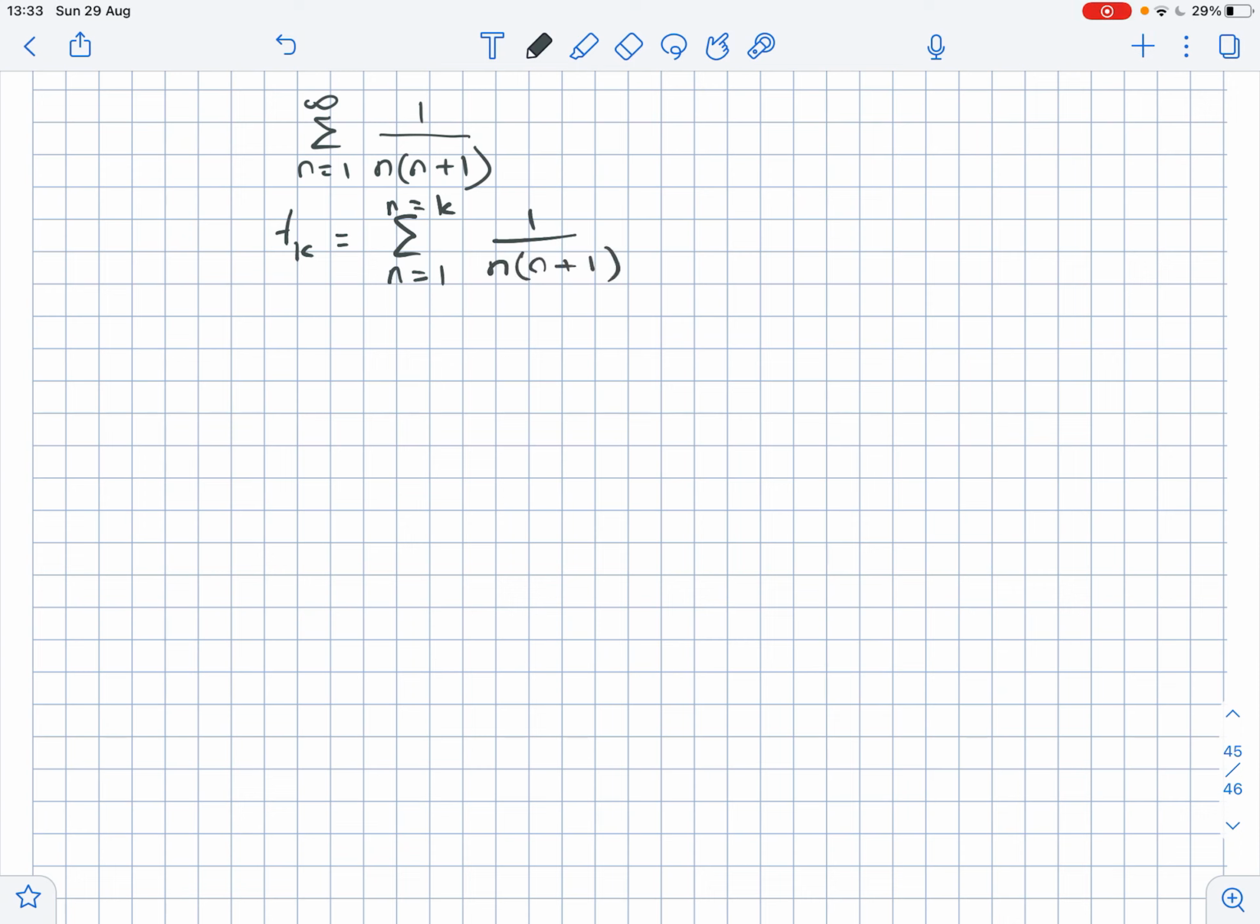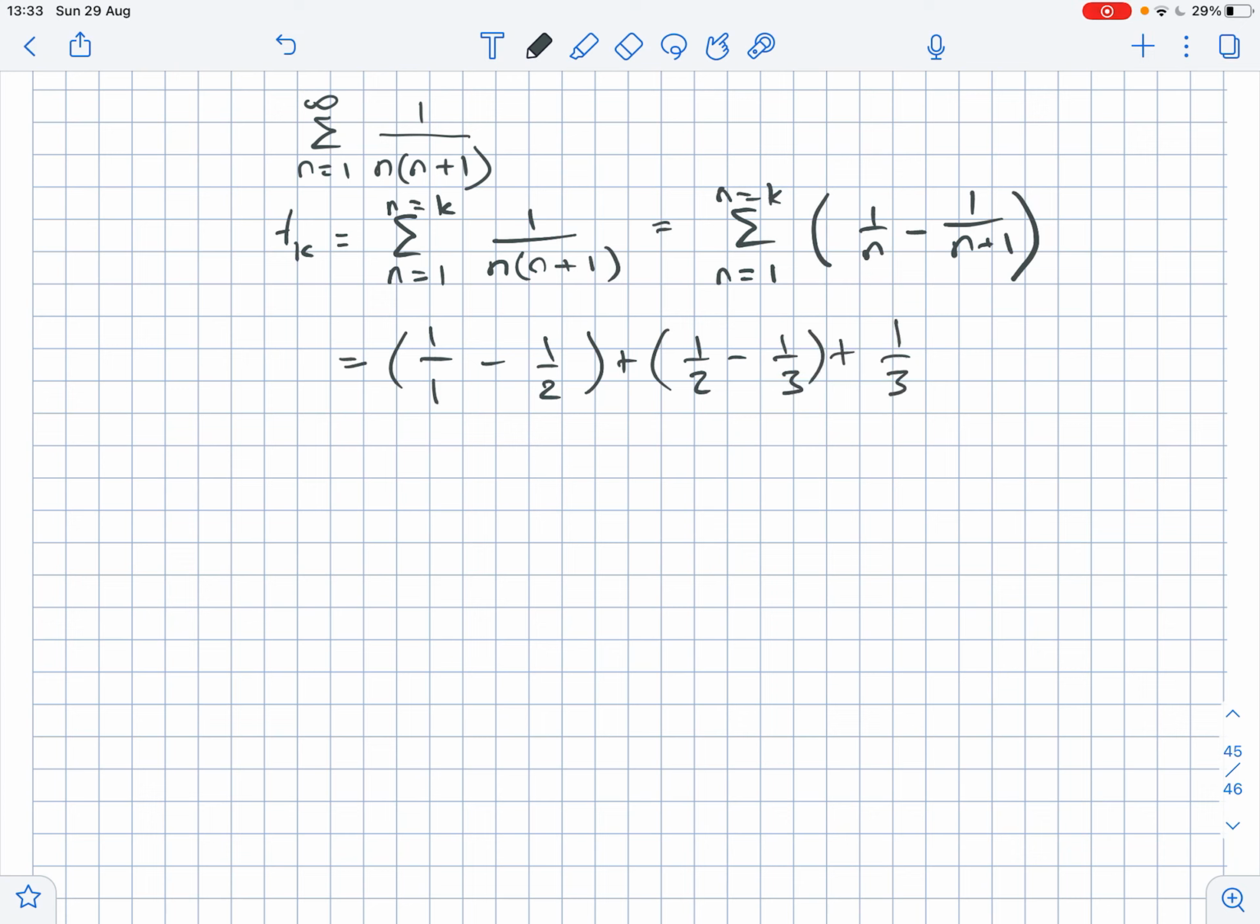which equals the sum from n equals 1 to n equals k of 1 over n times n plus 1. This can be rewritten as the sum from n equals 1 to n equals k of 1 over n minus 1 over n plus 1. Then this equals 1 over 1 minus 1 over 2 plus 1 over 2 minus 1 over 3 plus 1 over 3 minus 1 over 4, and so on until 1 over k minus 1 over k plus 1.